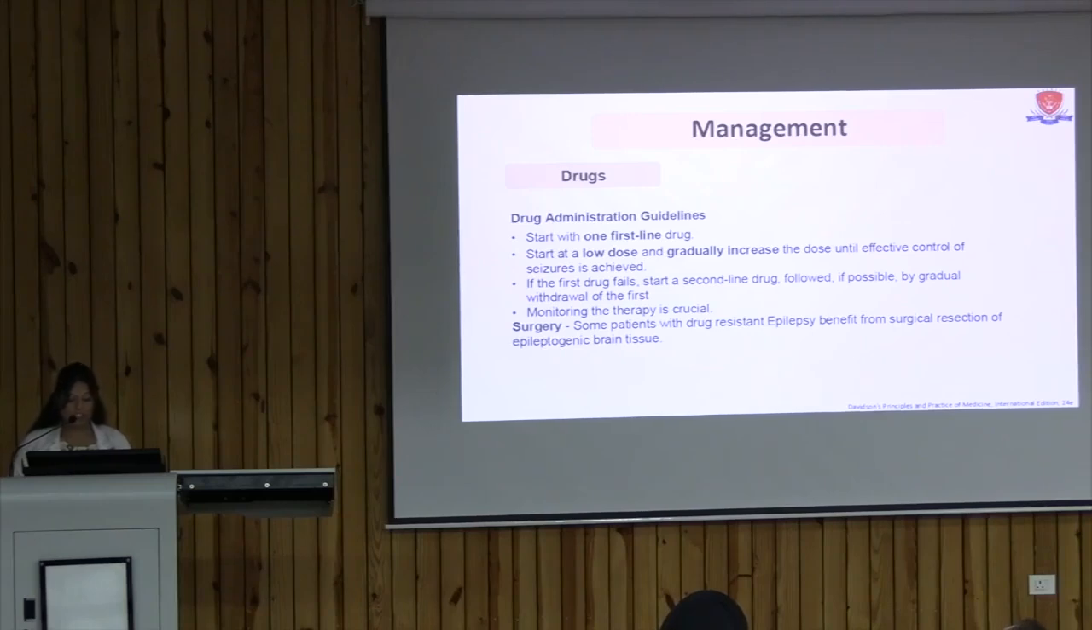Drug administration in the management of epilepsy should begin with one first-line drug. It is recommended to start at a low dose, gradually increasing the dose until effective seizure control is achieved. If the first drug fails to control the seizure, a second-line drug should be introduced, ideally with a gradual withdrawal of the initial medication. Monitoring of the effectiveness and side effects of the therapy is essential throughout the treatment process.